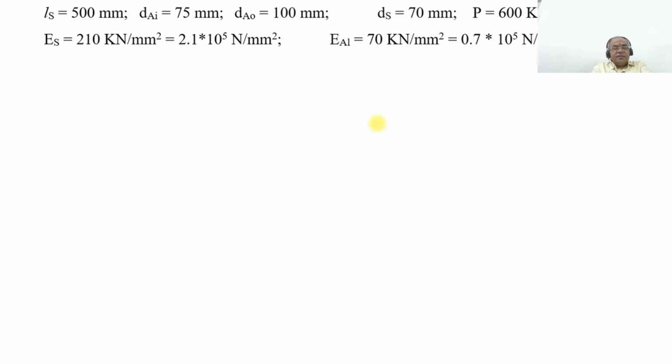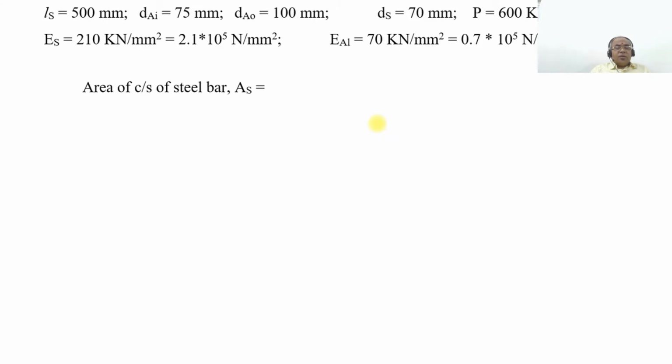The load applied, which is compressive, is 600 kN, which is 6 into 10 to the power of 5 Newton. Young's modulus of steel is 210 kN per mm square, which is 2.1 into 10 to the power of 5 Newton per mm square. And Young's modulus of aluminium is 70 kN per mm square, which is 0.7 into 10 to the power of 5 Newton per mm square.